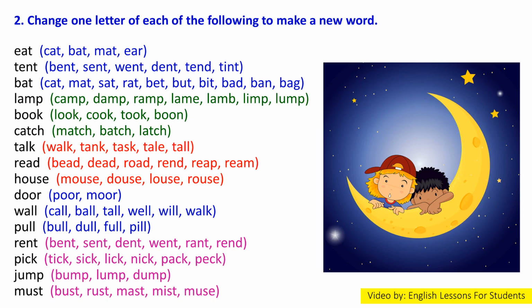2. Change one letter of each of the following to make a new word. Eat, cat, bat, mat, ear. Tent, bent, sent, went, dent, tint. Bat, cat, mat, sat, rat, bit, bad, ban, bag. Lamp, camp, damp, ramp, lamb, limb.